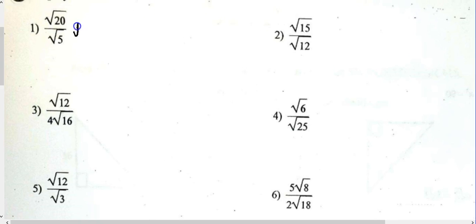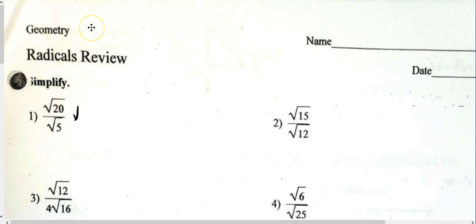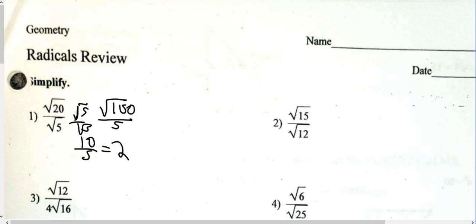so I need to multiply. So you're going to multiply by radical 5 over radical 5. And what it does is, on the top, 20 times 5 is 100. So radical 20 times radical 5 is radical 100. And at the bottom, we simply get 5. Now, what is the square root of 100? That's 10 over 5, which leads us to our answer of just simply 2.